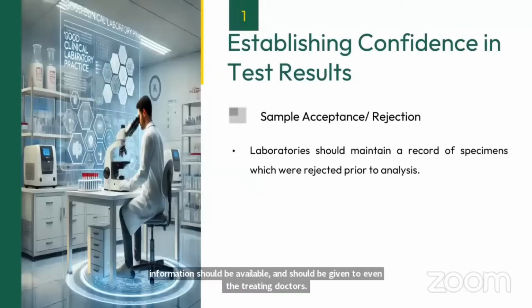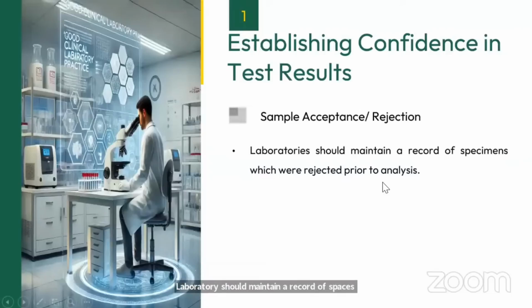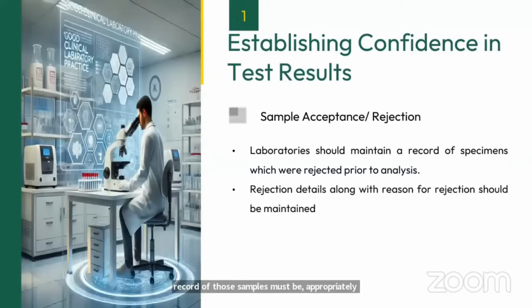The laboratory should maintain a record of specimens which were rejected prior to analysis. So if certain specimens are not fitting into your predefined criteria of sample acceptance, then you are going to reject them. So you should maintain a record. The records of whatever samples you have rejected prior to analysis must be appropriately maintained by the laboratory.